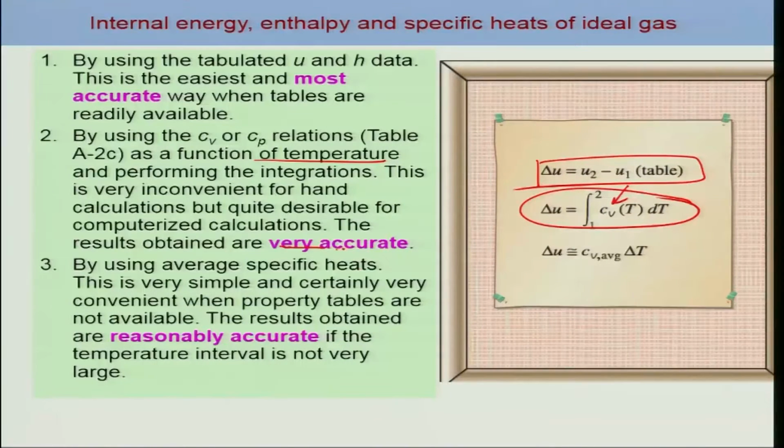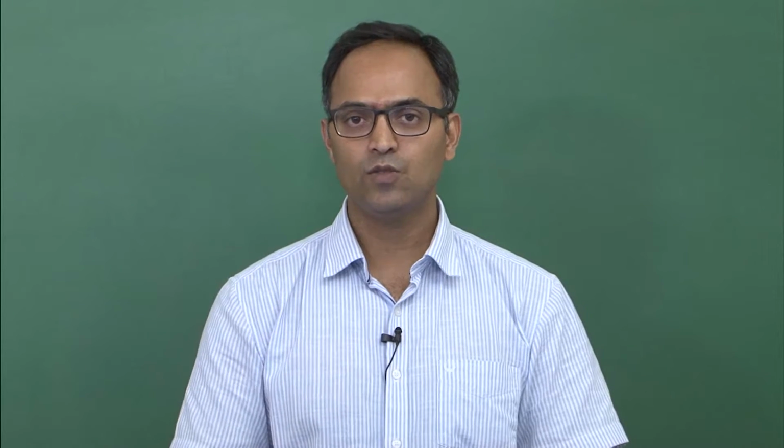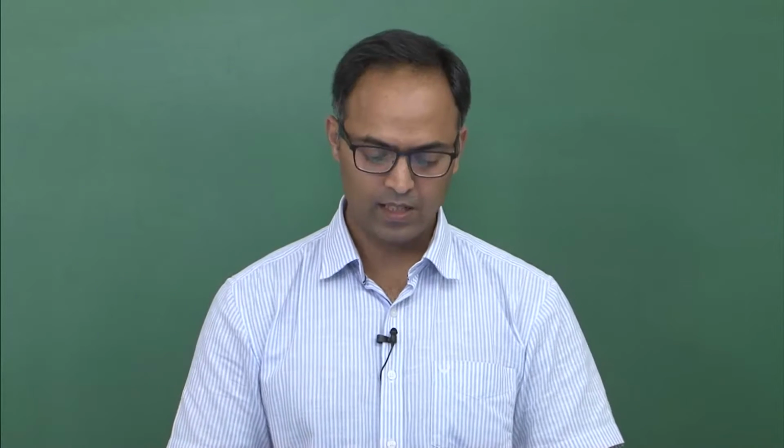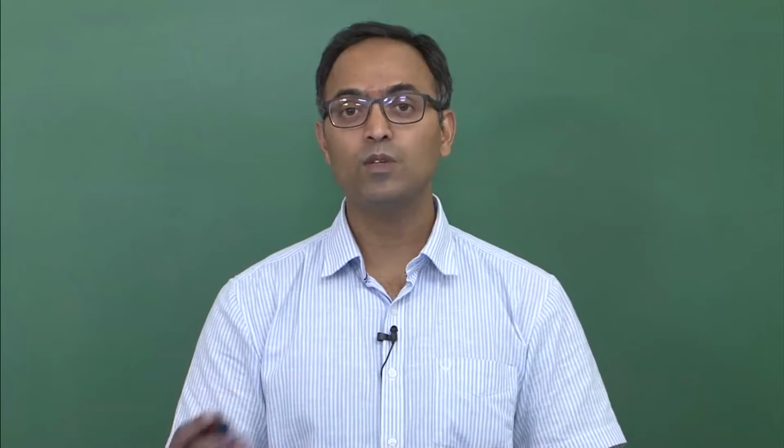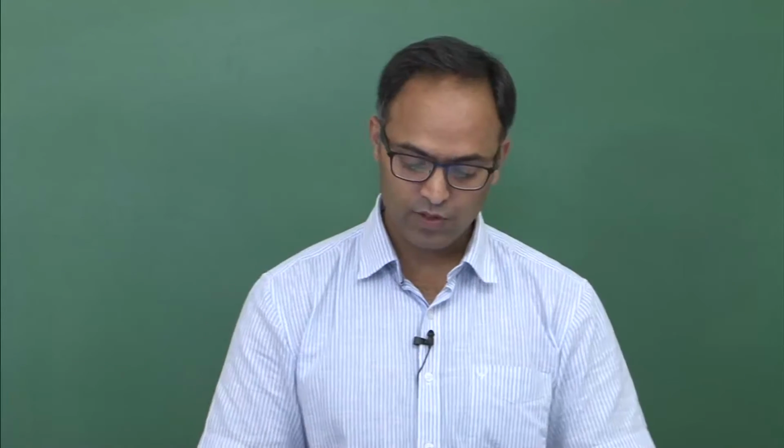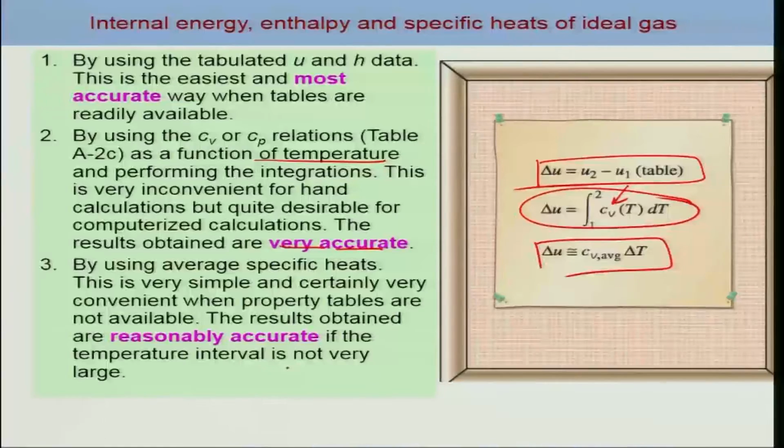The third is to consider an average Cv for a specific temperature range, and then take that average and just multiply by delta T. This is reasonably accurate only when delta T, the range of temperature you are considering, is not very large. So these are the three different ways we are going to make use of in this particular course.